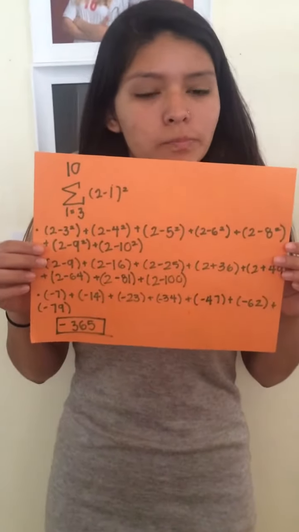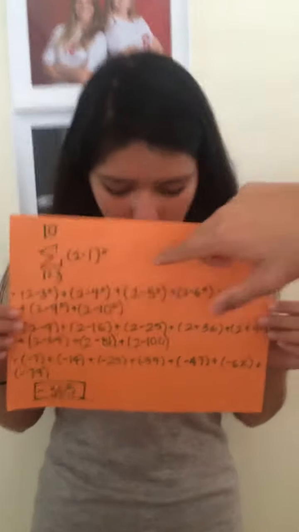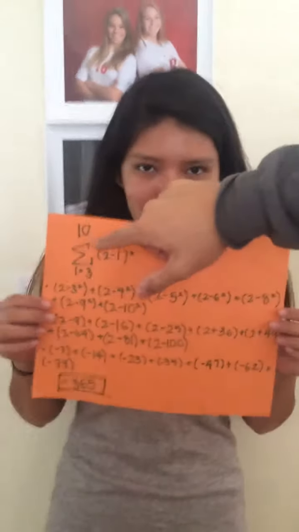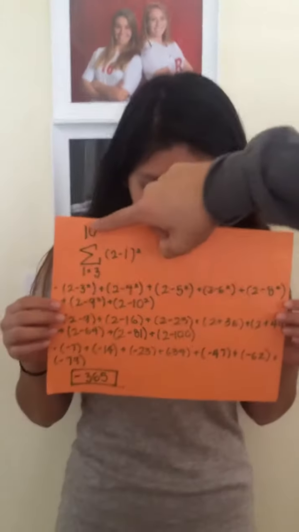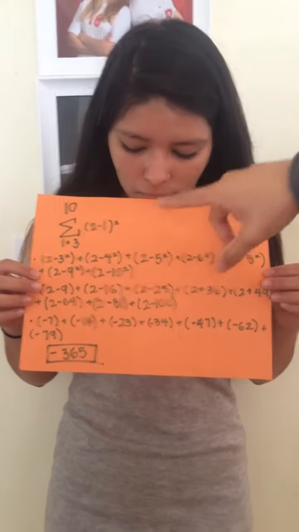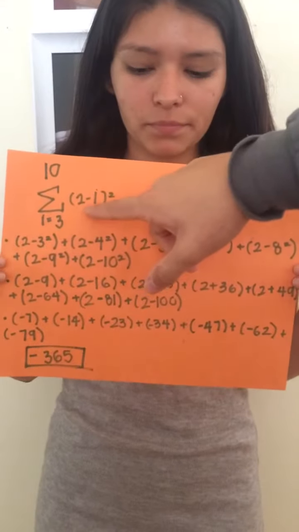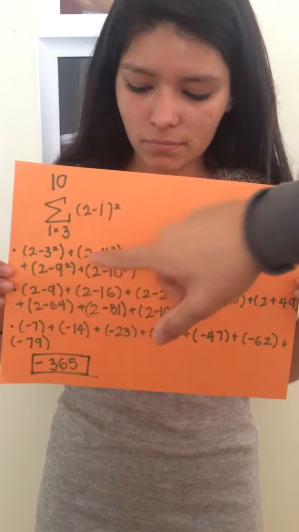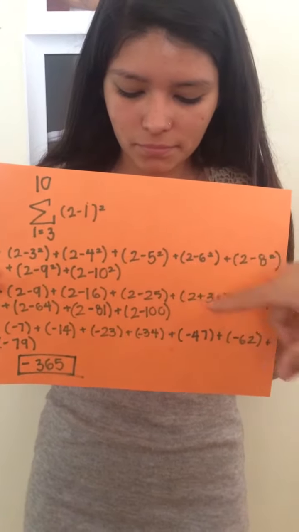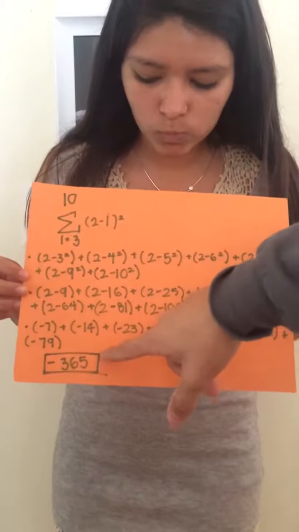Summation notation. So this E thingy is the Greek letter sigma, which means to add. This is your ending number. I equals 3 is your starting number, and this is your equation. So if we're trying to find the sum of these numbers, you would plug in 3 for I, and then 4 for I, and so on and so forth, all the way up to 10. And then you add them all up, and you get negative 365.